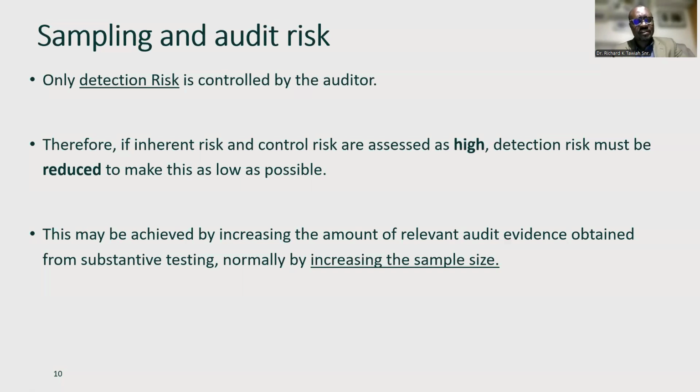So if inherent risk and control risk are assessed to be high, then your detection risk must be reduced as low as possible so that your overall audit risk will be low. Because audit risk is a function of the detection, control, and inherent risk. The inherent and control risk are what we call the risk of material misstatement. If they are high, make sure your detection risk is low to pull the overall risk down, okay? So how can we achieve this? By increasing the sample size in our testing, okay?